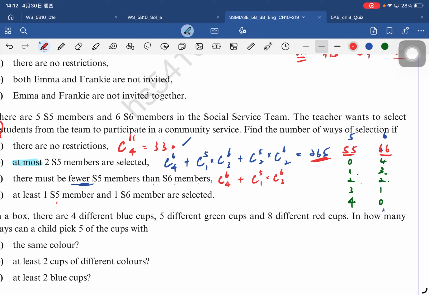And then the last one: at least 1 S5 and at least 1 S6. That means which cases? Amongst these 5 cases, at least one S5 and at least 1 S6. That means out of these, you will not consider the 2 extreme cases. So you can add these 3 cases together, or use the number of outcomes without the restriction minus these 2 cases, where all are S6 or all are S5. So it's a faster way for you to get the answer. 310.